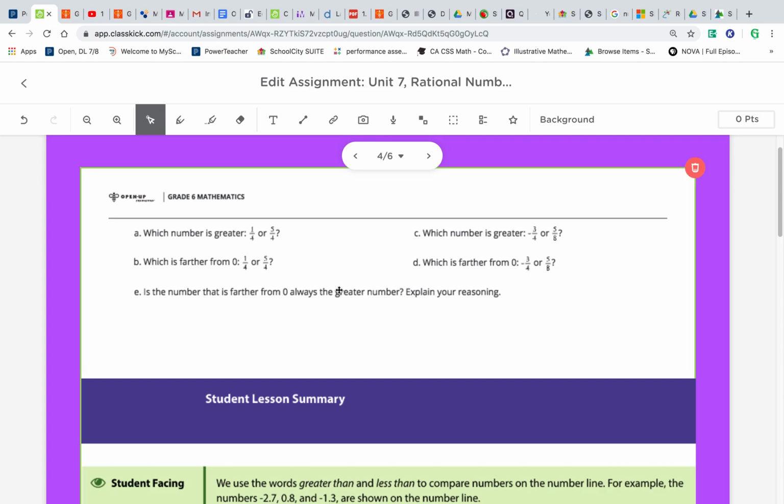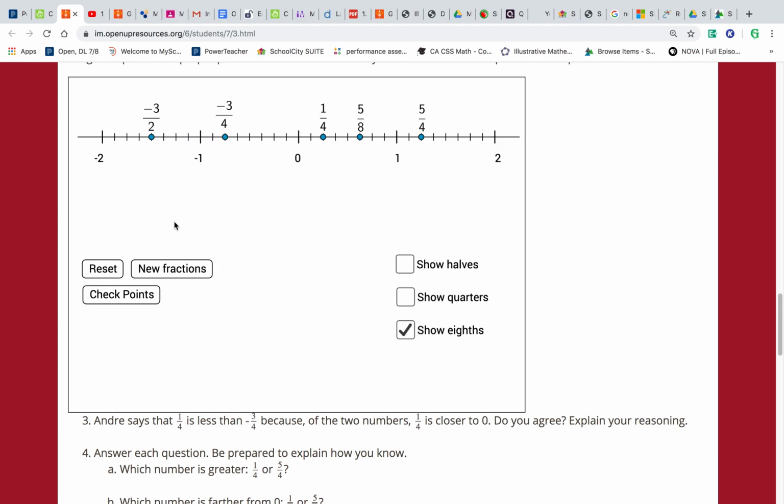Okay, so is the number that is farther from 0 always the greater number? If we look at a number line, if it's farther from 0, is it always greater? Well, let's provide a counter example. -3/2, that's more than one whole mark away from 0, right? If this is one whole away from 0, this is even more than that. Whereas 1/4 is a lot less than one whole number away from 0. But this is still bigger because this is a positive number.